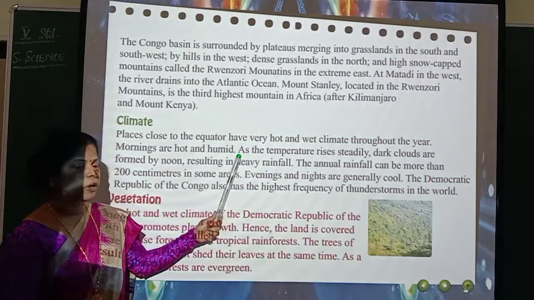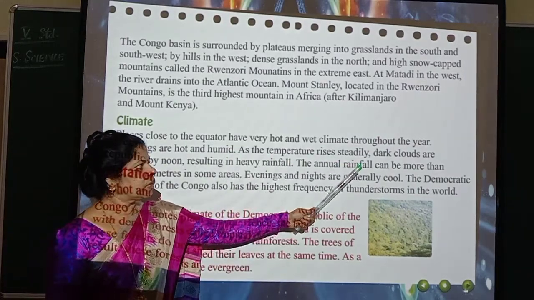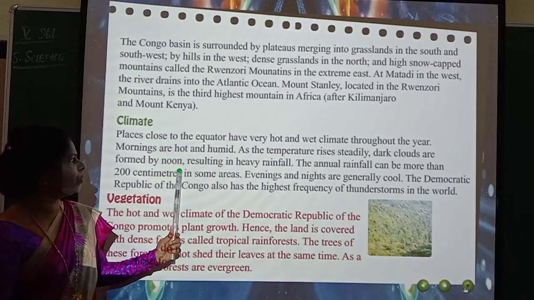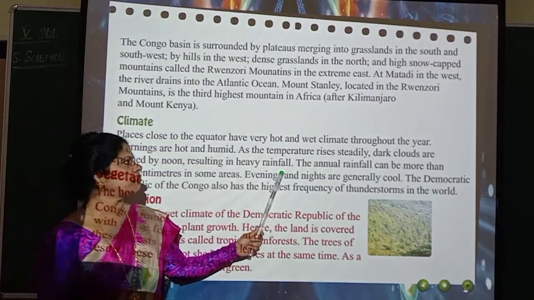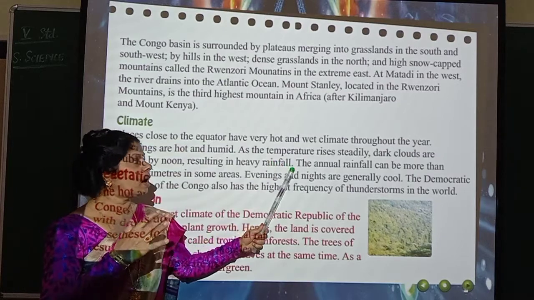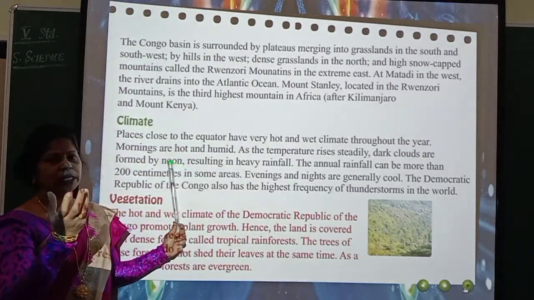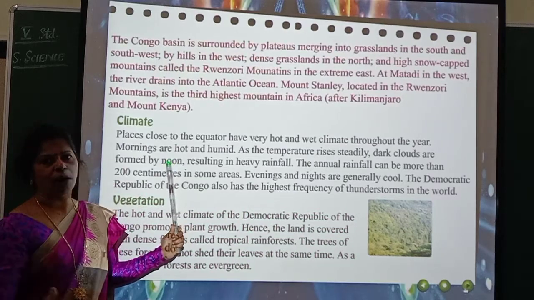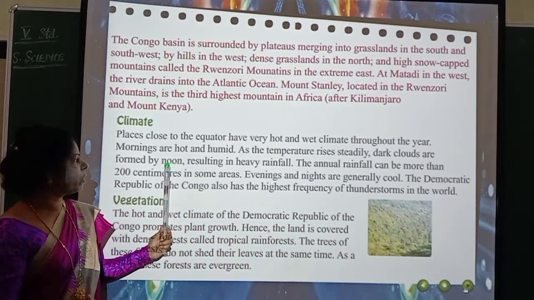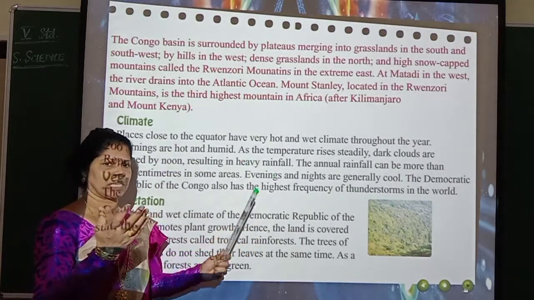Because there is rainfall. As the temperature rises steadily, dark clouds are formed by noon, resulting in heavy rainfall. As the temperature goes on rising, dark clouds are formed by noon. Why? Because this moisture content is going to form the clouds, resulting in heavy rainfall.